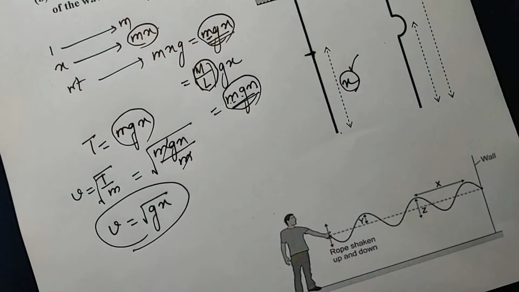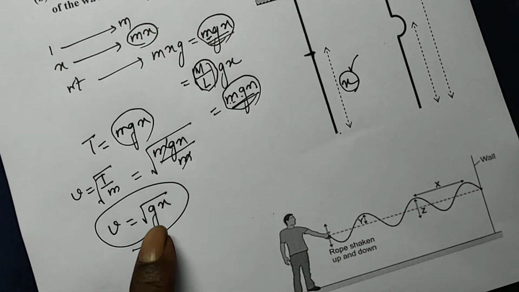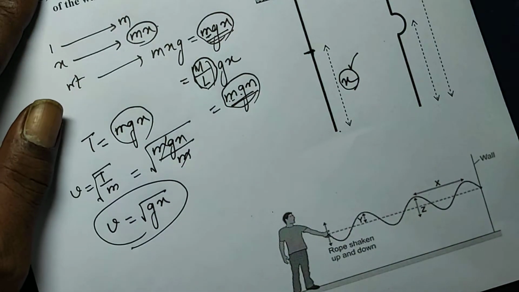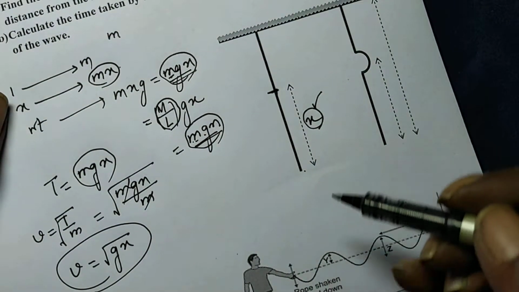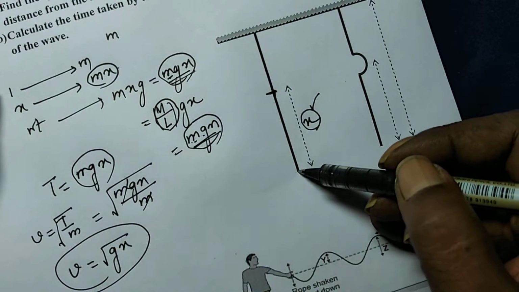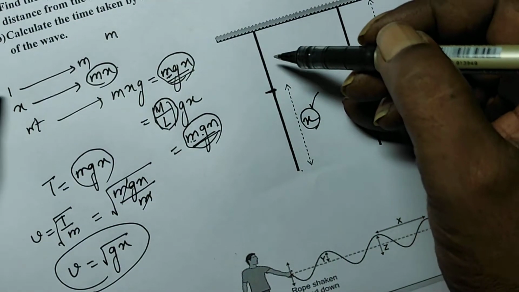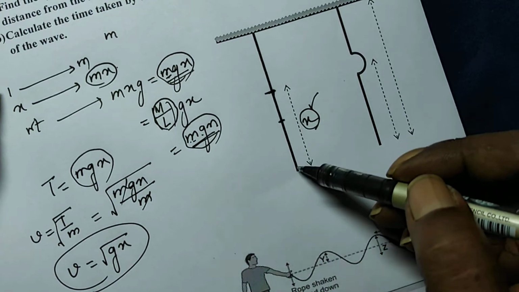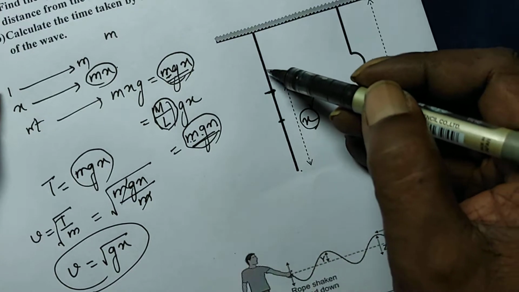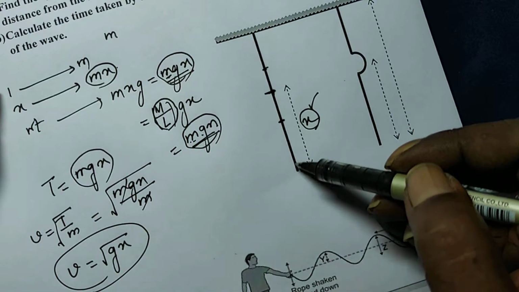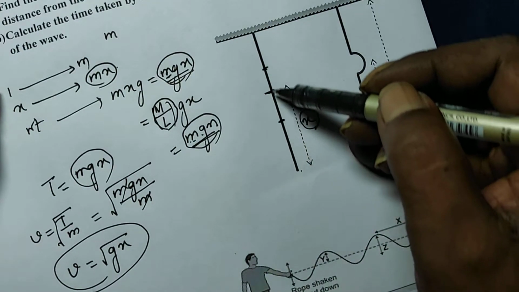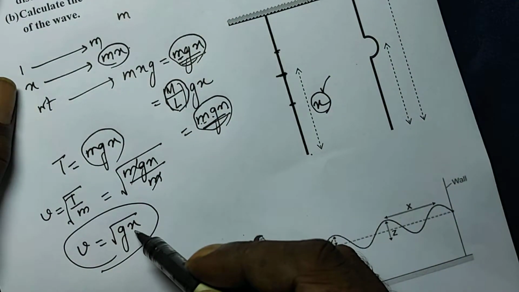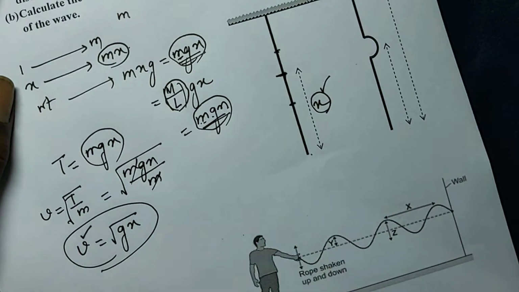Now in the NEET examination they can ask up to this level. If you look at this expression, g is a constant, 9.8 meter per second square, and the value of x increases from this point to this side. For this point x is this much, for this point x is this much. So for all different points the value of x is different. Since this is different, the value of v is also different.